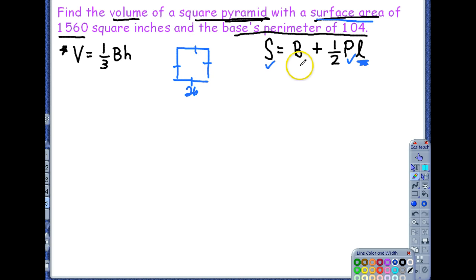So then can I find that base area? Absolutely. So let's find that. So it'd be 26 squared, which would be 676. All right, so now I got that. Let's put those things in.